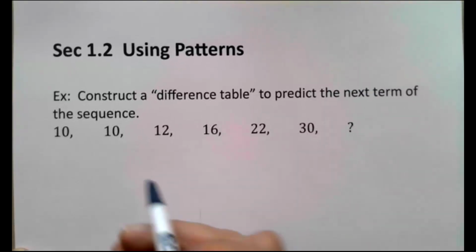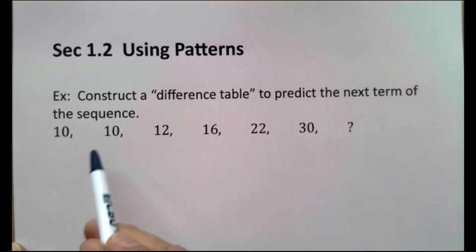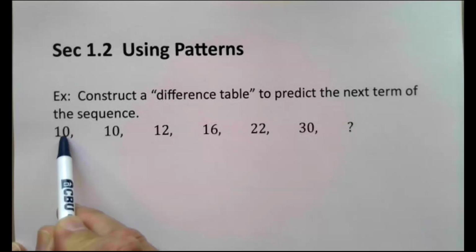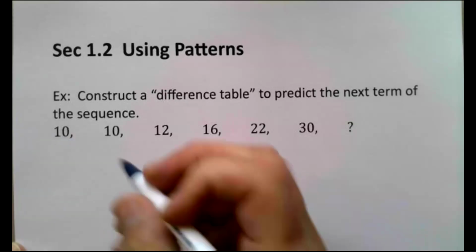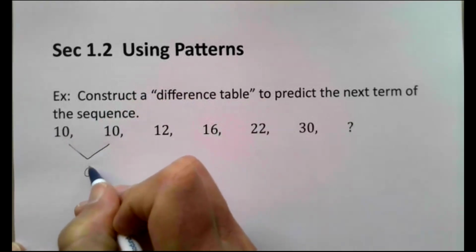So here's what we do in a difference table. We actually take a difference, that means subtract, right? I'm going to go 10 minus 10. 10 minus 10 equals 0.